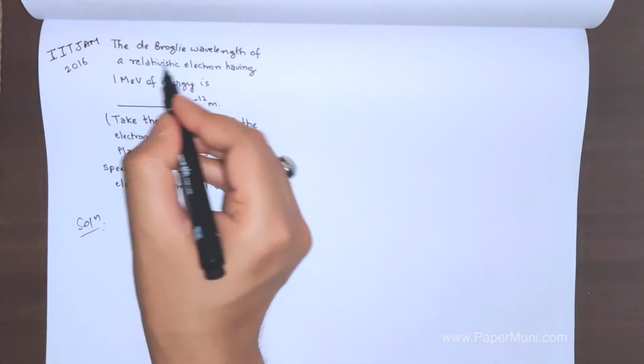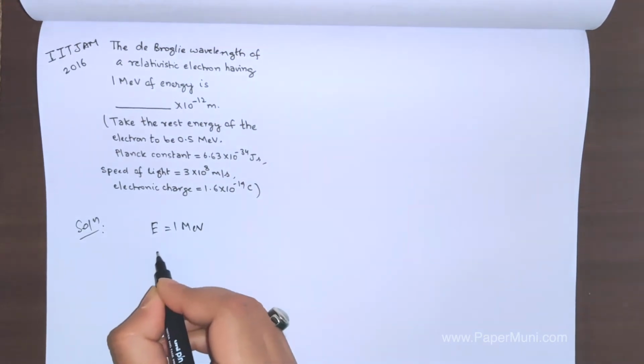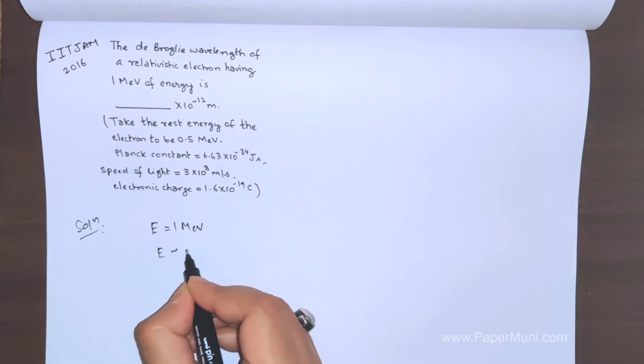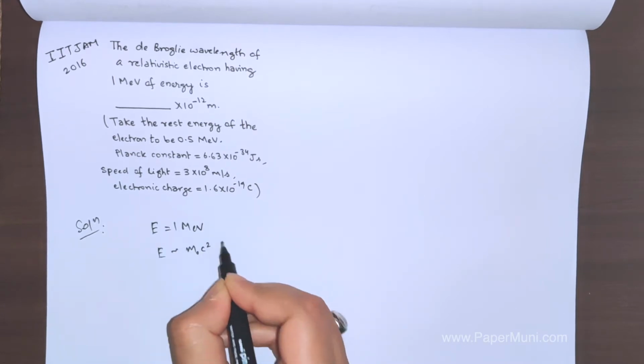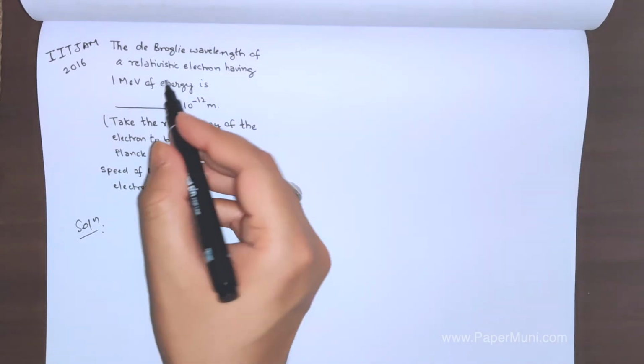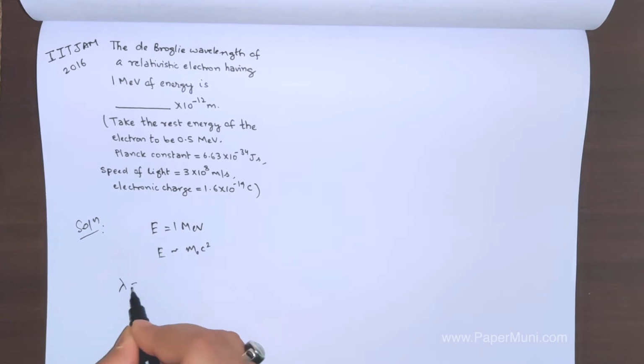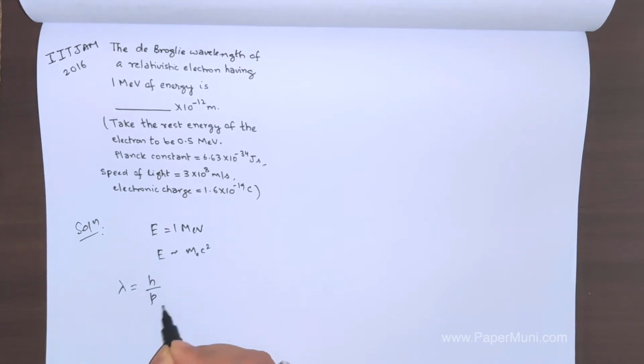If relativistic was not mentioned, the energy here is 1 MeV. So this energy is almost of the order of the rest mass energy, which is 0.5 MeV. Since I already mentioned it, we don't need to worry about it. What we need is the de Broglie wavelength, which is h by p, and this p has to come from a relativistic calculation.